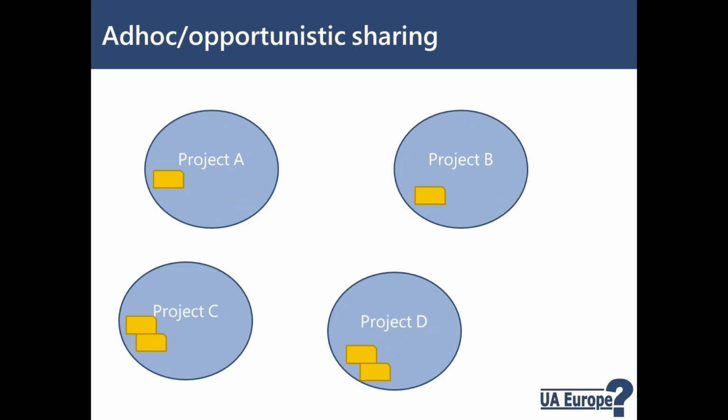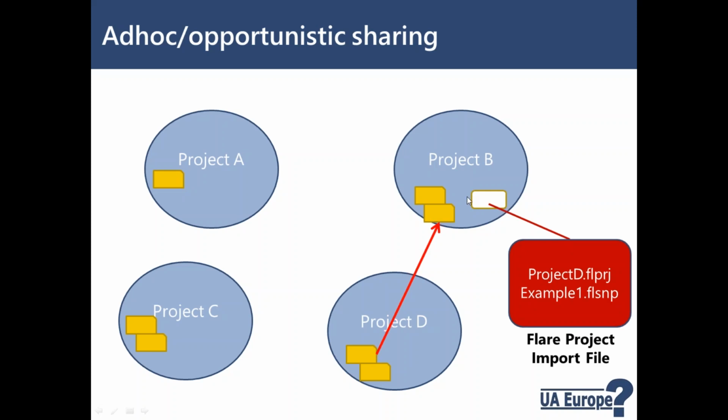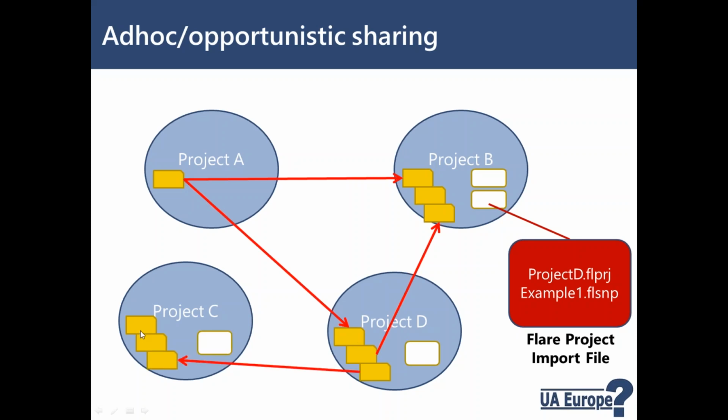What I mean by more ad hoc sharing is to say, look, I've got 4 projects, and actually this particular snippet, this individual snippet in Project D, would work in Project B. So why don't I pull that in by using an import file? So this time I'm using an import file that is specifically saying, let's import this specific snippet. And then maybe it makes sense to pull that snippet into Project B and maybe into Project D as well, and then that snippet into Project C.